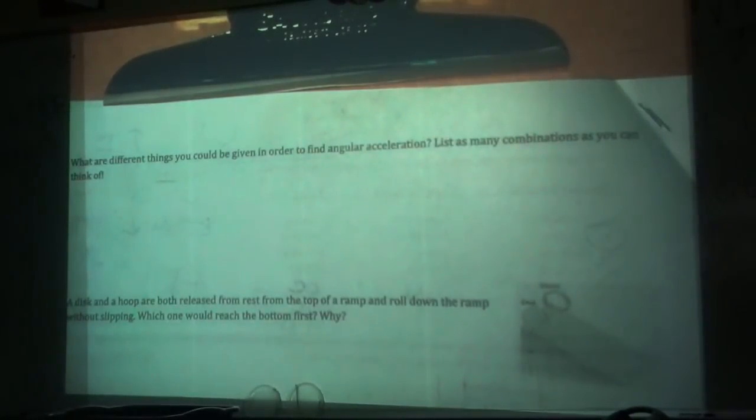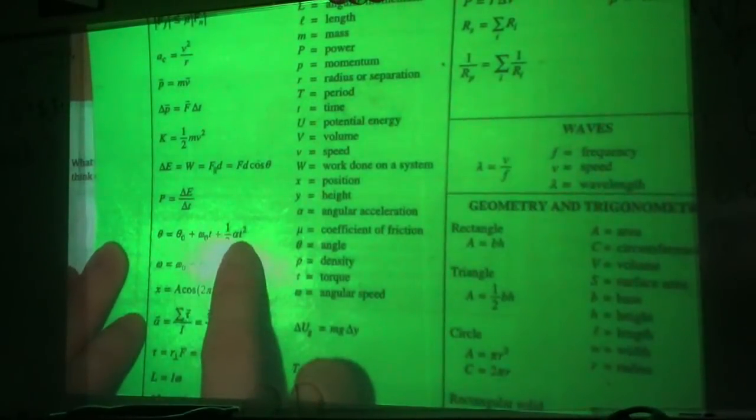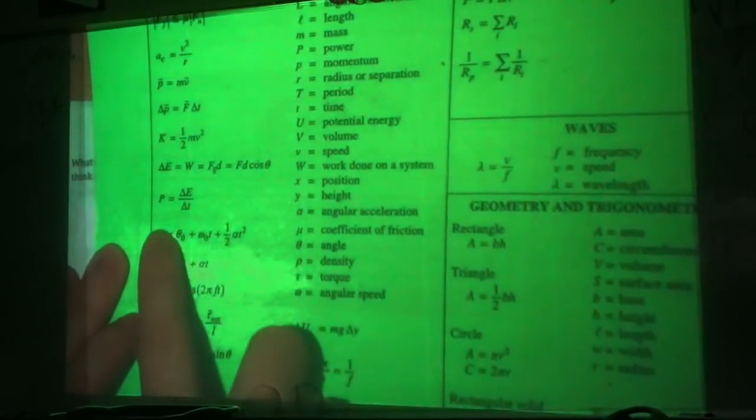Different things you could be given in order to find the angular acceleration. Try to think of as many combinations as possible. So I just looked at my equation sheet and I'm looking for alpha. So I've got alpha in this one, right? And instead of theta and theta naught, let's just call that change in theta, move it over. So I could use change in theta equals omega naught t plus 1/2 alpha t squared.